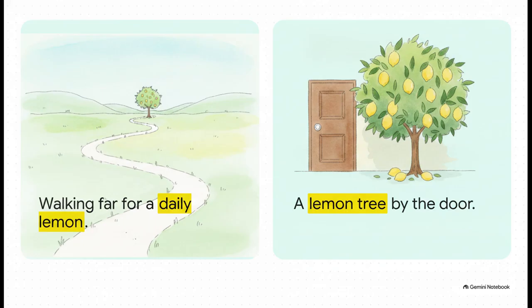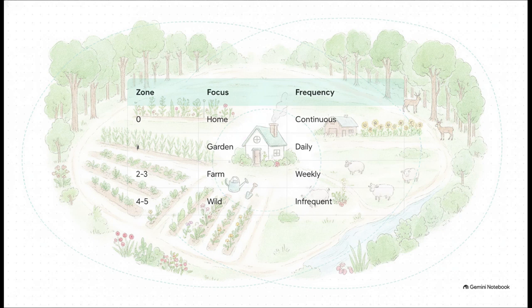Meanwhile, an oak tree that you're growing for acorns, something you might only visit twice a year, that can happily live a mile away. When you look at the system as a whole, this brilliant mathematical logic really emerges, based entirely on frequency. Continuous needs stay right at the center. Daily needs are just outside the door. And as your visits drop to weekly or monthly, the physical distance of those elements increases.